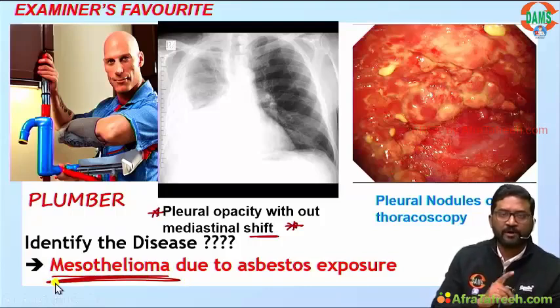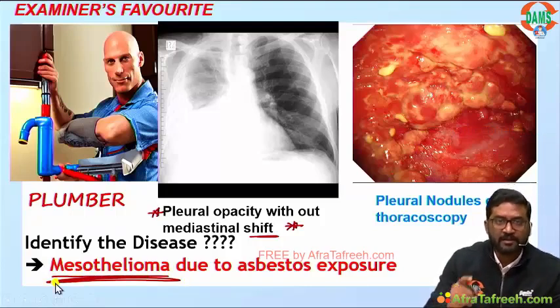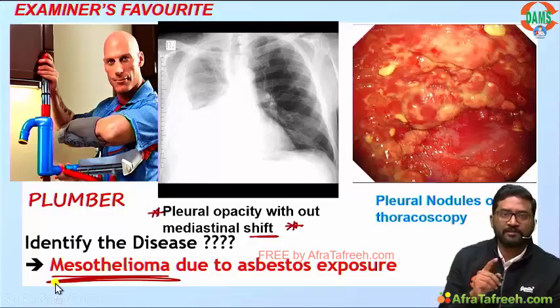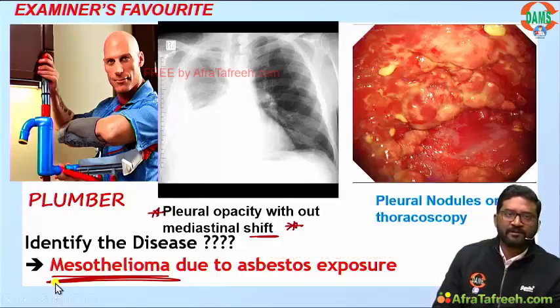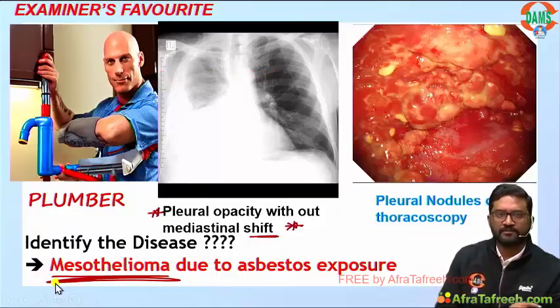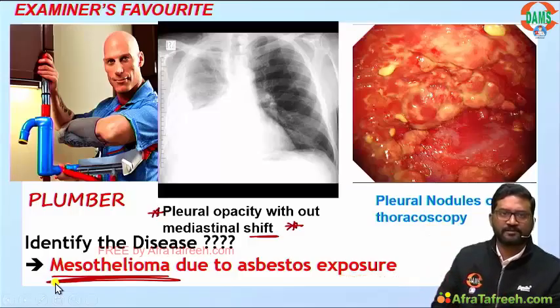Why I am calling it the examiner's favorite is, in NEET 2023, they asked about a patient with mesothelioma. What is the occupation? Asbestosis. A patient who was a shipbuilder. On X-ray there was pleural opacity without mediastinal shift. What can be the possibility? The answer was mesothelioma. So this is a very, very trending question. That's why I call it the examiner's favorite. So don't search for that person on Google today.